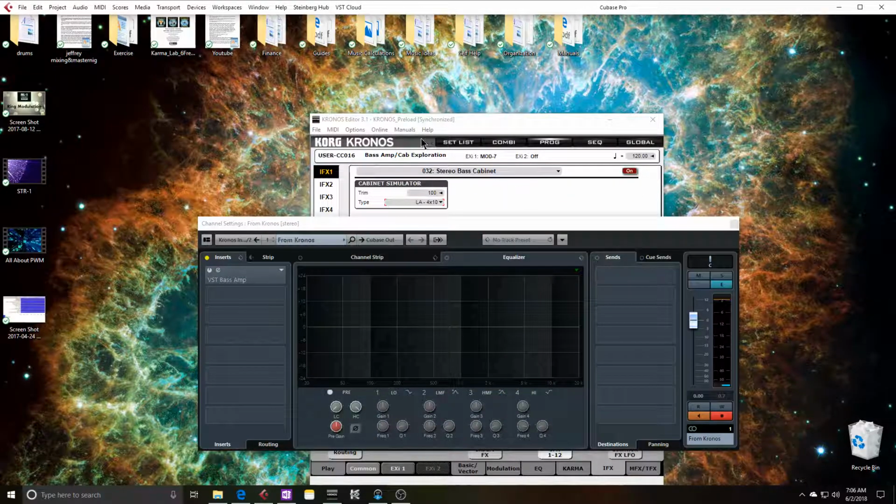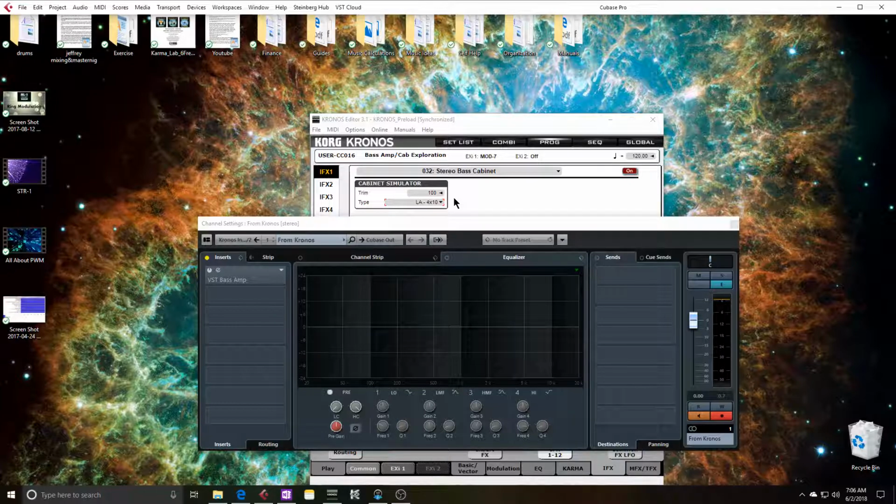We're going to go over the stereo bass cabinet. First thing that I want to point out is, unlike the stereo guitar cabinet, you don't have an air parameter. But like the stereo guitar cabinet, all this is doing is essentially applying some strange EQ curve to mimic the response of the speaker. I want to talk about that for a second.